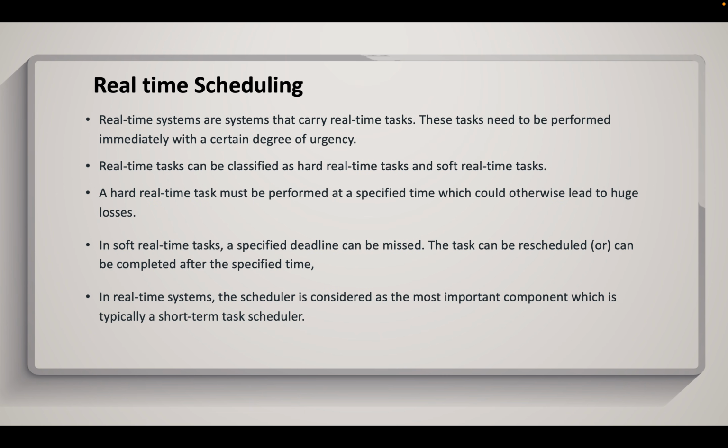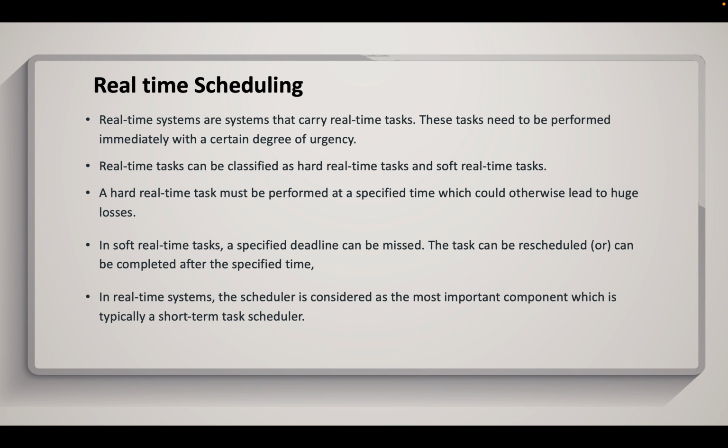Real-time scheduling is the last topic in this week. That is, a real-time scheduling system carries real-time tasks. Real-time tasks can be classified as hard real-time tasks and soft real-time tasks. Hard real-time tasks we already discussed. It means it has to follow strictly on time. Soft real-time tasks can miss the time, but they have to complete.